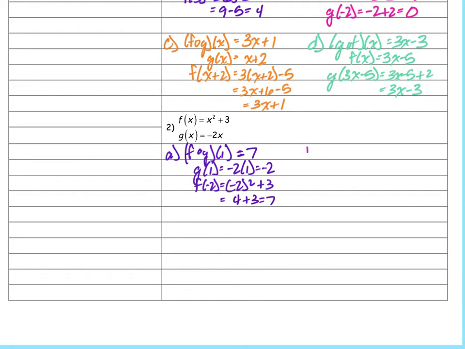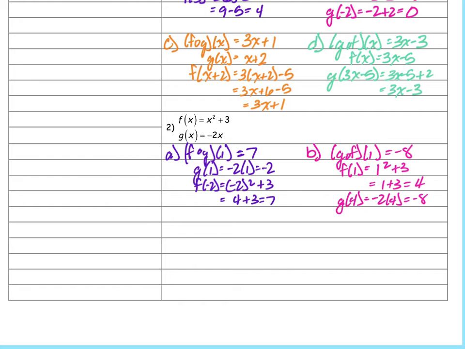And then B is G of F of 1. So we're going to find F of 1 first. So that's going to be 1 squared plus 3, which is 1 plus 3, or 4. And then we plug that into g, so g of 4 is going to be negative 2 times 4, which is negative 8. So this equals negative 8. Everyone okay so far? All right.